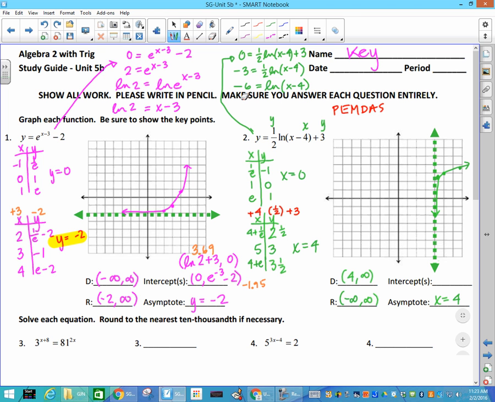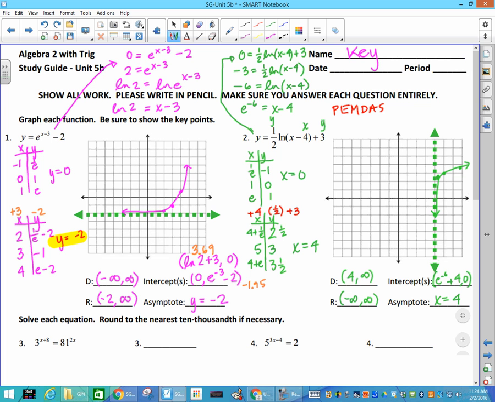And then how do I get rid of this? I do the little kick out. What's my base here? It's e. So e to the -6 equals x minus 4. So if I'm solving for x, I would add 4. So my intercept is going to be e to the negative 6 plus 4 comma 0.